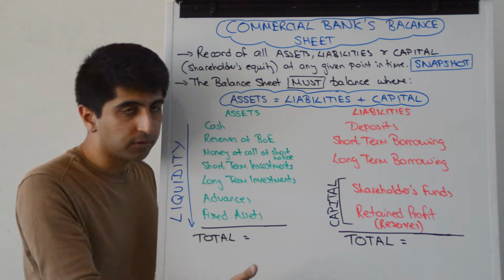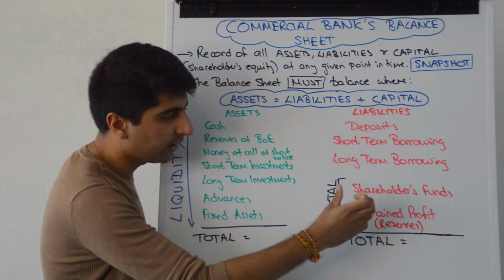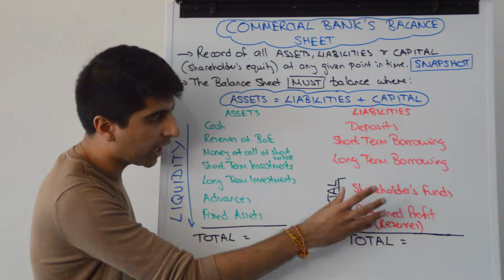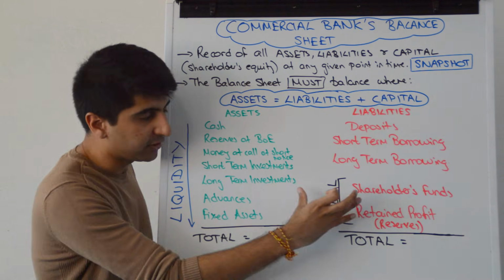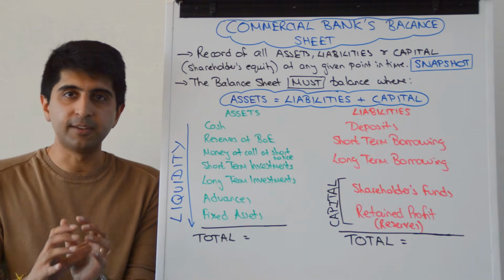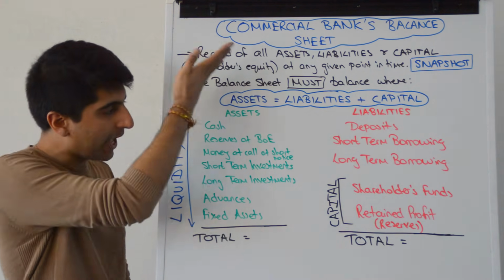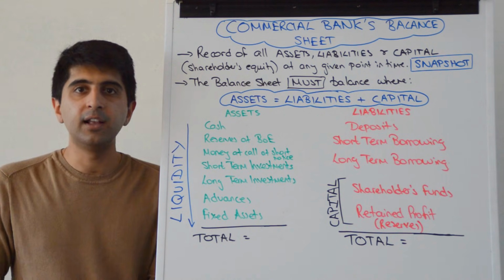And then you've got the capital part of the liability section, which comprises shareholders' funds and retained profit, also known as reserves. The commercial bank is liable here to shareholders. This is shareholders' money here. Alright, so you've got that section, a key section of the liabilities part of a balance sheet. As we said, assets must equal liabilities. So when we add up our two sections here, they must be equal to each other for the balance sheet to be balanced.